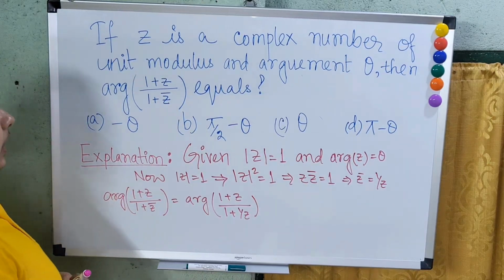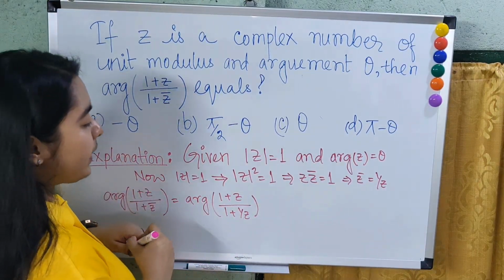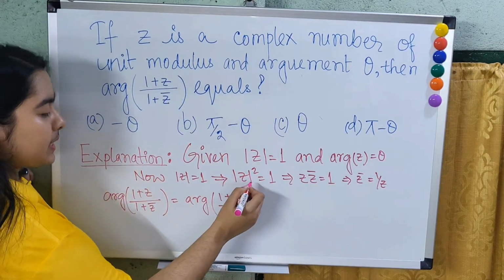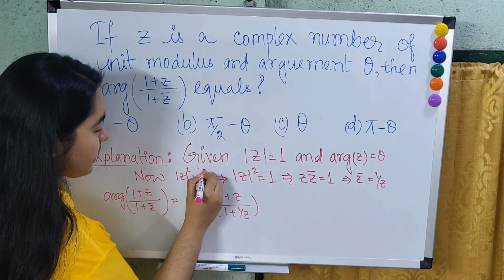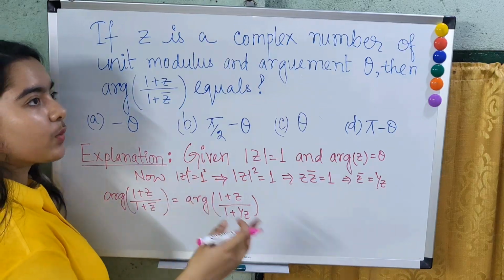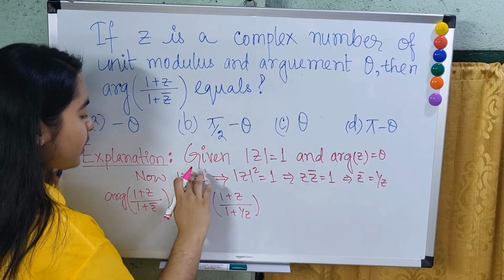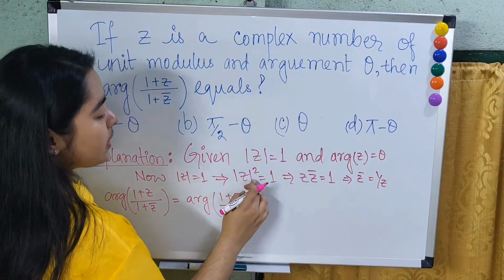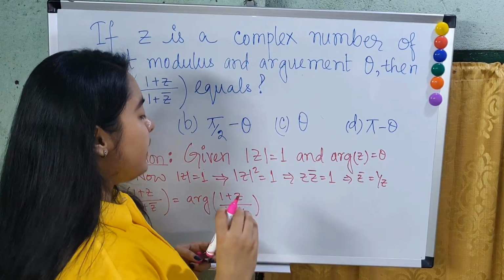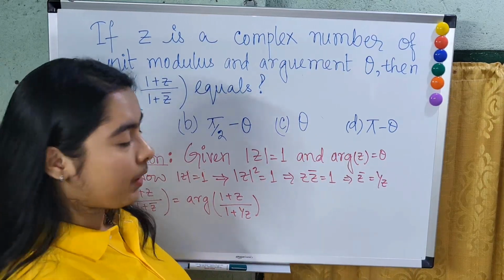Now we have mod z is equal to 1, we are writing that. Now squaring both sides, we have mod z squared is equal to 1 squared. 1 squared is 1 into 1, which gives us 1. So we have mod z squared is equal to 1. Now mod z squared can also be written as z into z bar.